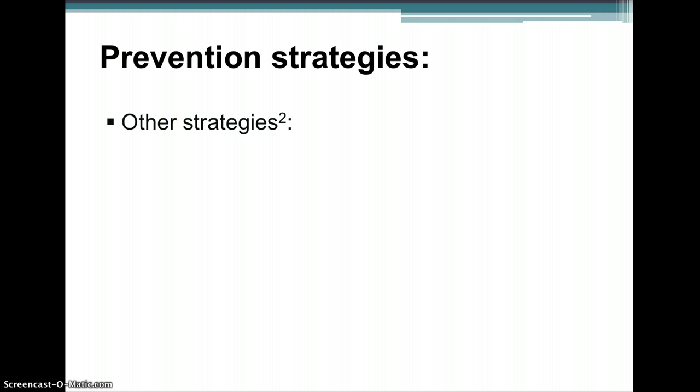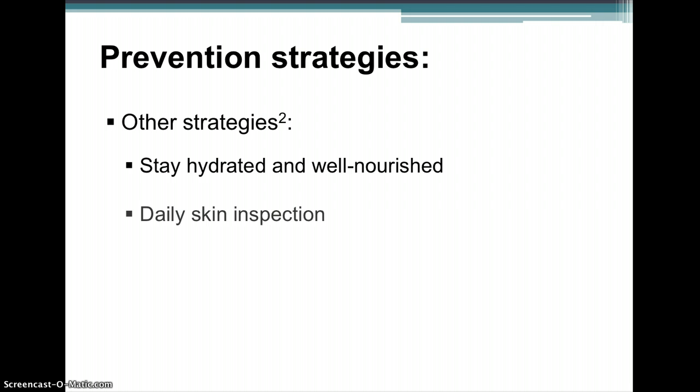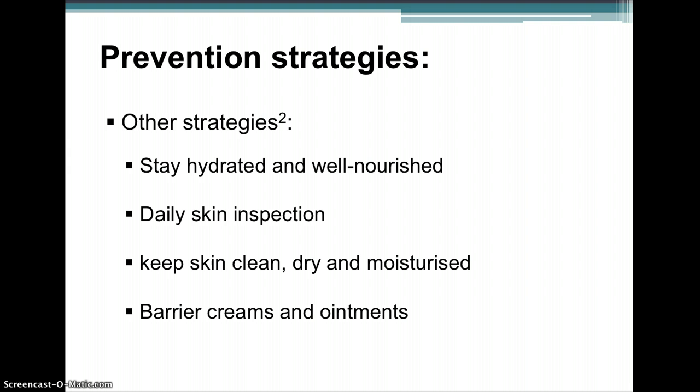Other strategies for prevention include optimizing your general health by drinking plenty of water and having a healthy diet, inspecting your skin on a daily basis, especially the high-risk areas, keeping the skin clean and dry, so it's not in contact with excessive moisture for prolonged periods of time, which makes it weak, and moisturized, so it's not dry and cracking, which makes it more fragile and likely to ulcerate. The use of barrier creams and ointments and dressings can also be helpful in protecting the skin against pressure ulcers, and these can be sought in consultation with your doctor, pharmacist, or nurse.